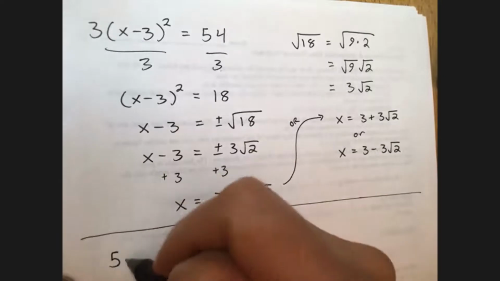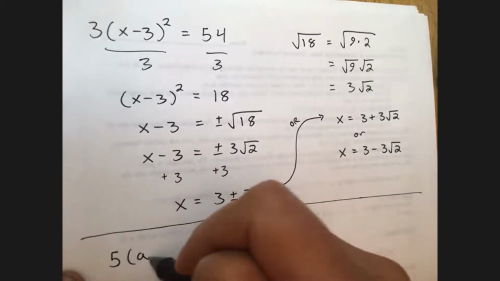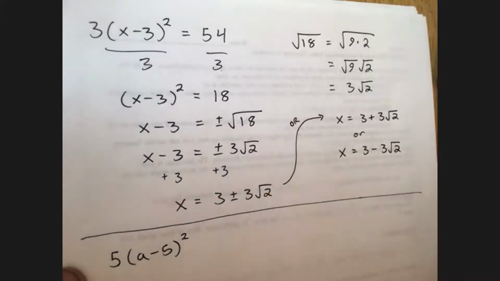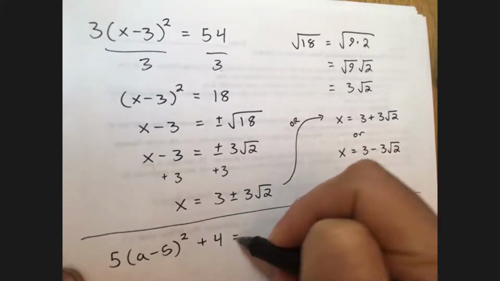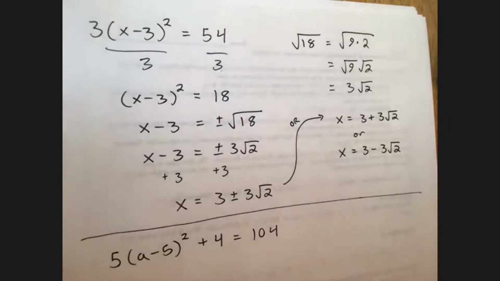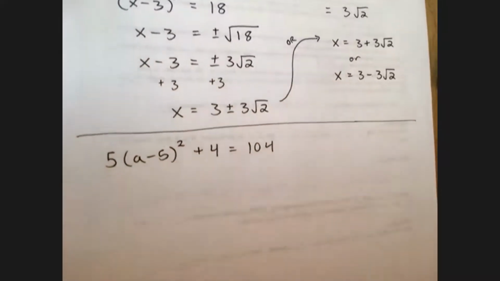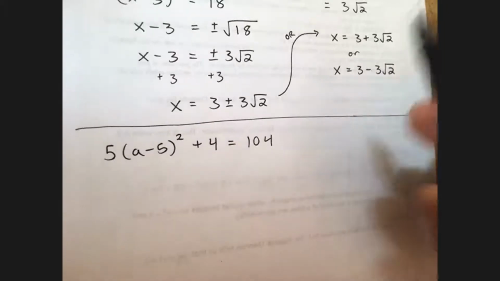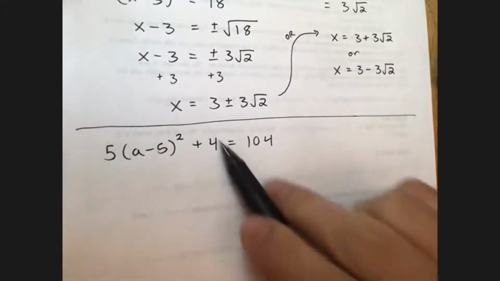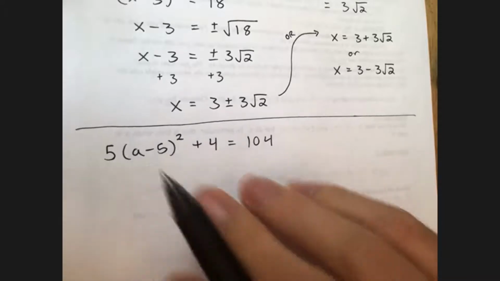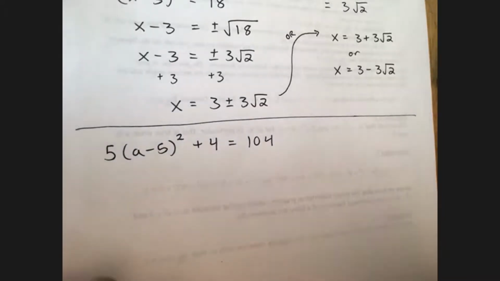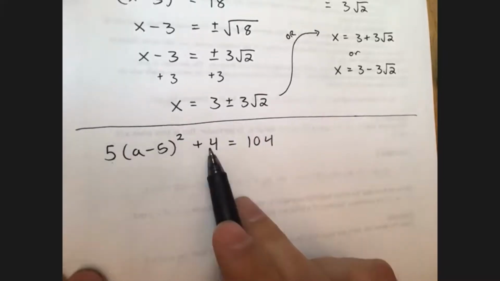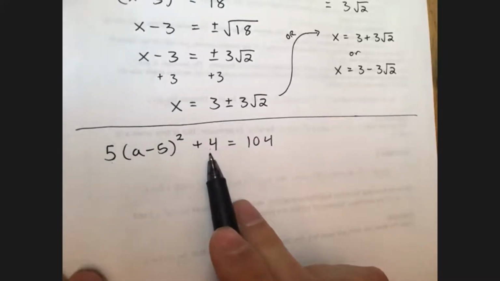We're going to do 5 times a minus 5 squared plus 4 equals 104. Okay. So in the same way that we did the last problem, we want to get the thing that's on the left to be something squared. Doesn't matter what it is, just as long as the whole thing is squared. But right now I've got parts that aren't being squared. So I've got to get rid of this stuff. So my first step is to get rid of the 5 and the 4.